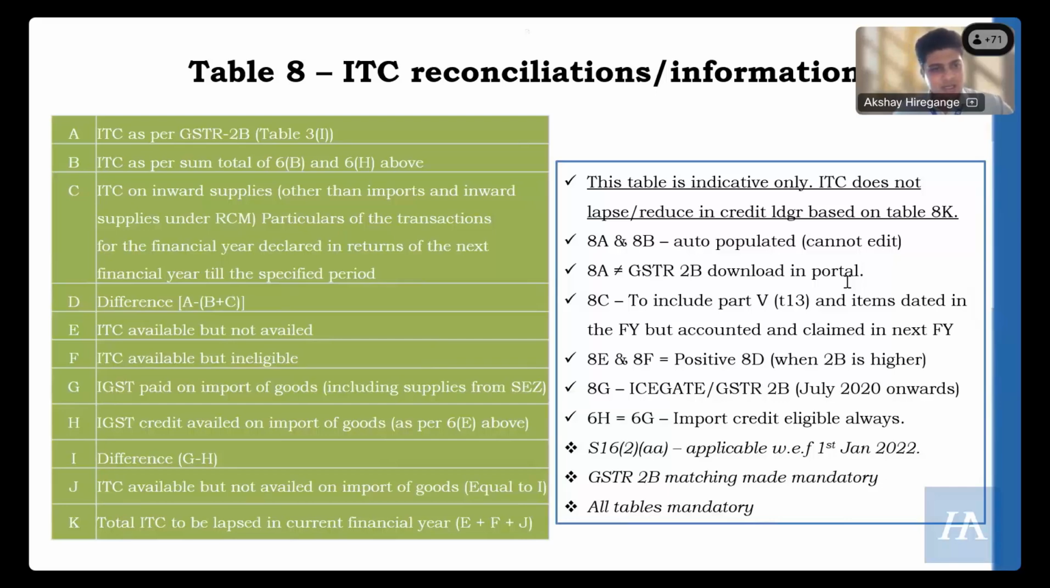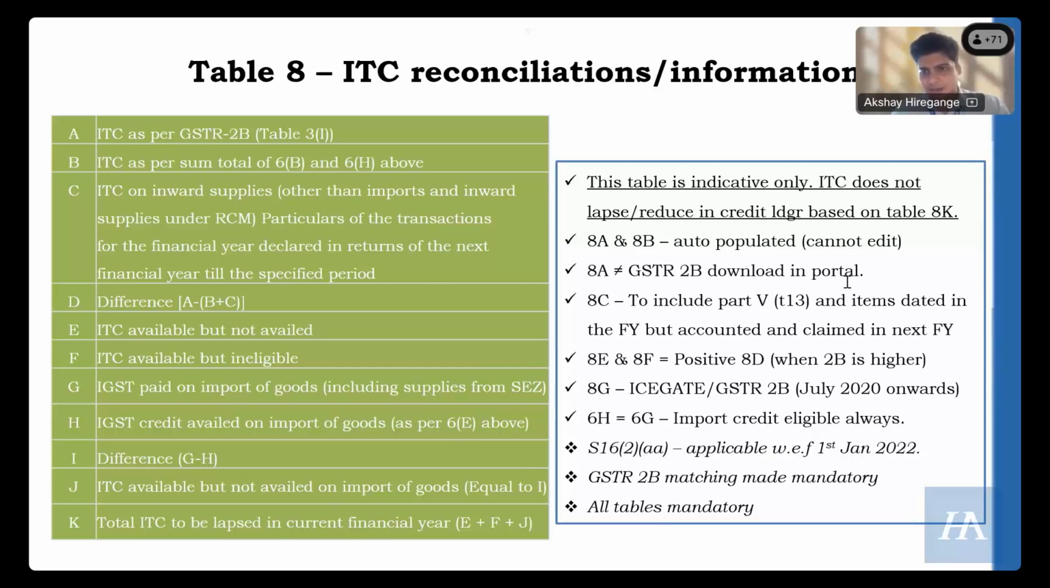To this extent, you can put it in 8F, that is ITC which is available but ineligible, or you can put it in 8E, which is ITC available but not availed. Ideally, available but not availed intends that it was eligible credit, but you have missed to avail it. The second one is ITC which is there, but it is not eligible to you as a recipient. So 8F would be more appropriate to you, Mr.